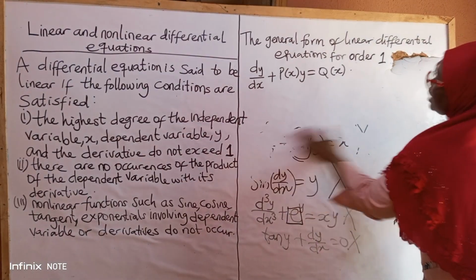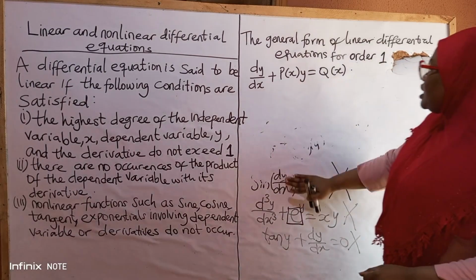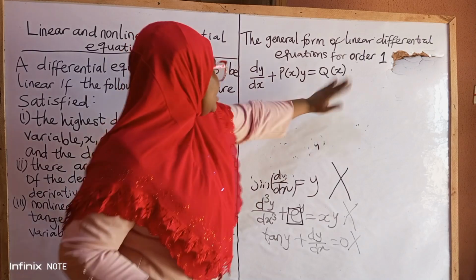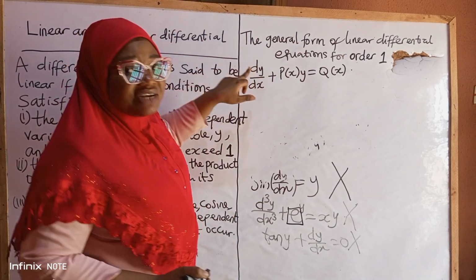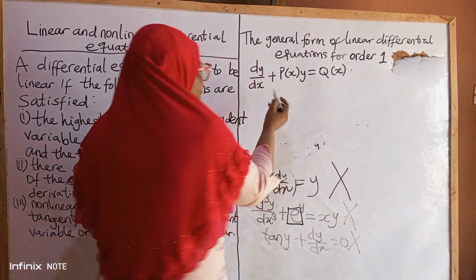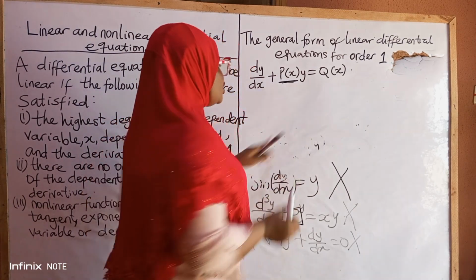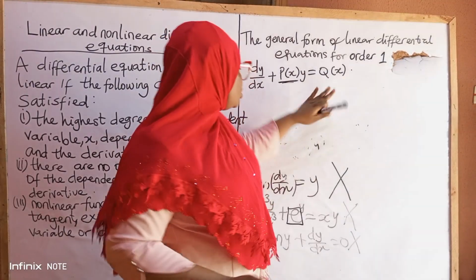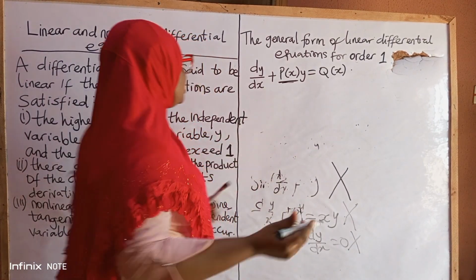So the general form of linear differential equations for order 1. Here is how a differential equation of order 1 should look like. The order of the highest derivative of this one is 1. So this is order 1. Then after here, you can have any function of x multiplied by y is equal to a function of x. So this is the general form of a linear differential equation of order 1.